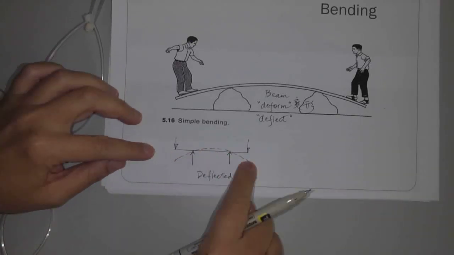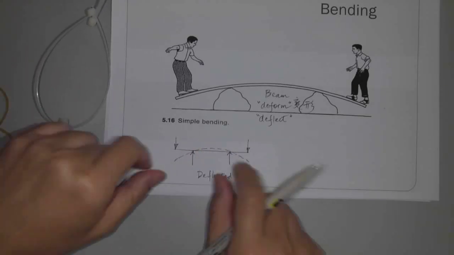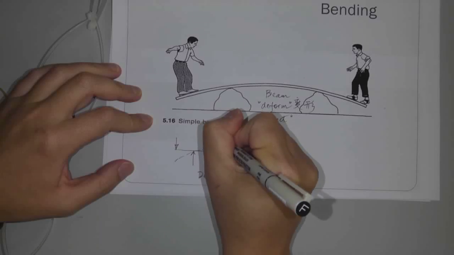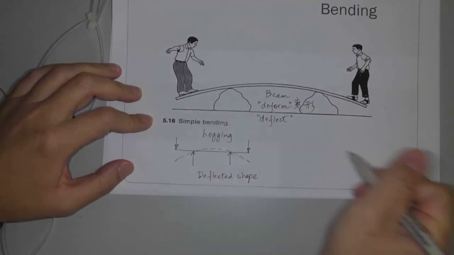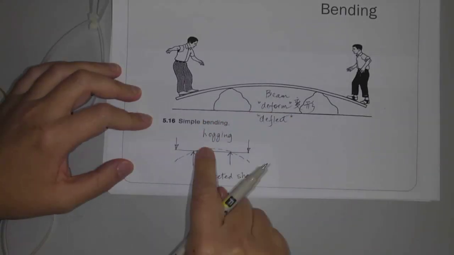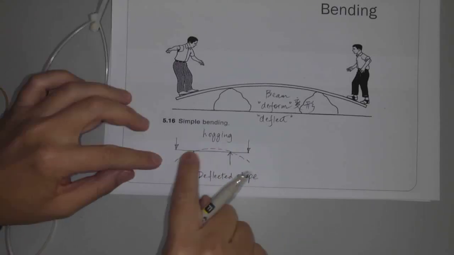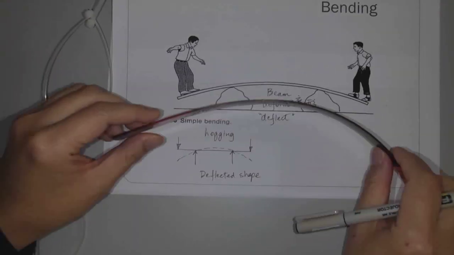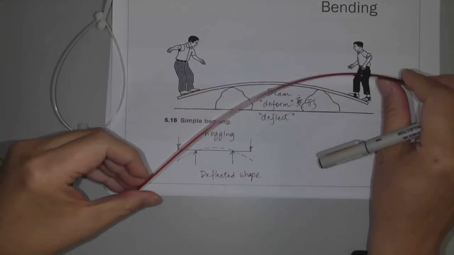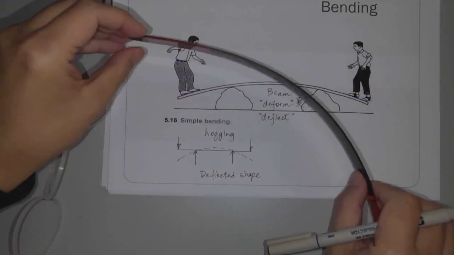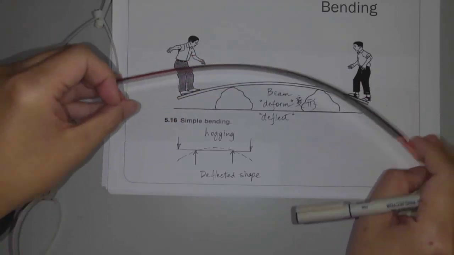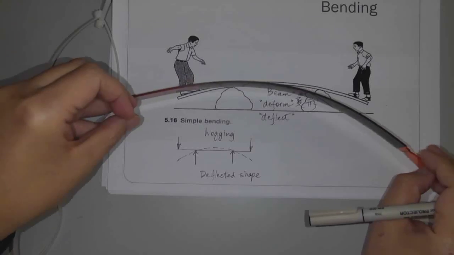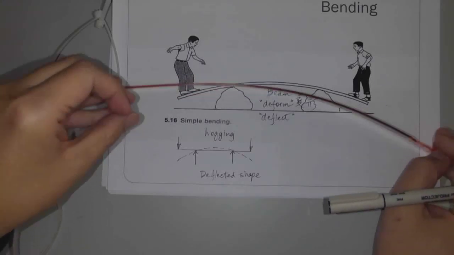There's a technical term to describe when it bends upwards. It's called hogging. H-O-G-G-I-N-G, hogging, to describe when the beam bends upwards like that. So it's when it bends like that. When the beam bends like this. Right? And that's called hogging.